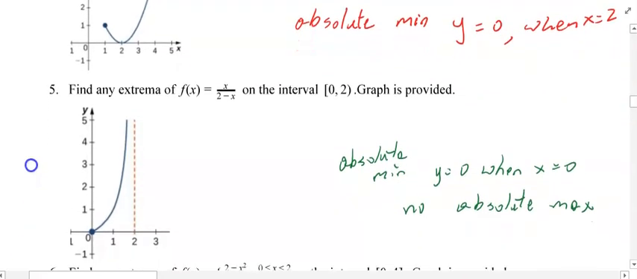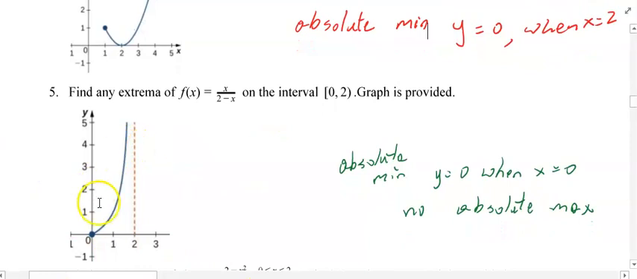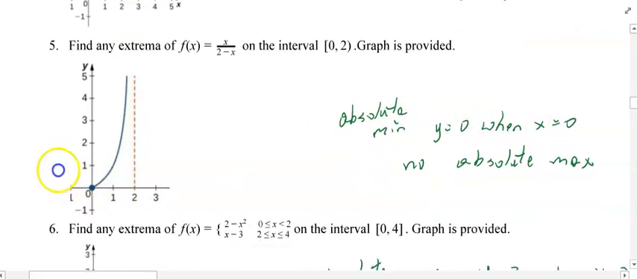For number 5, we look for the absolute maximum. We see that there is no absolute maximum because there is no specific maximum y value. It keeps going on and on. But for the absolute minimum, we have y equals 0 when x equals 0.